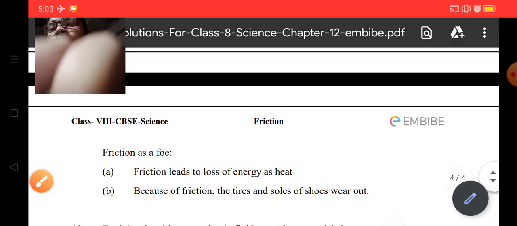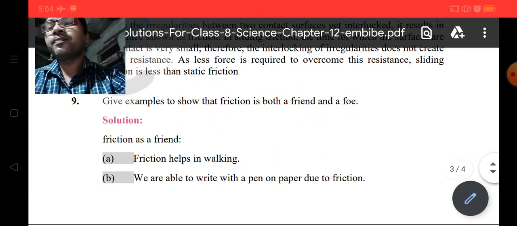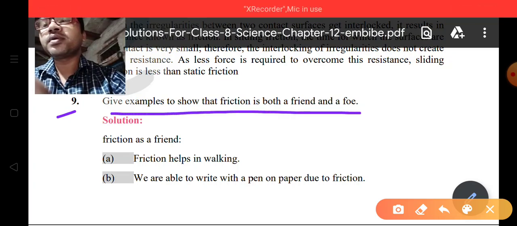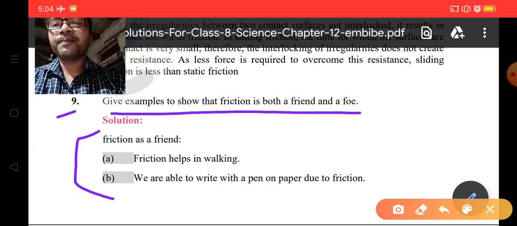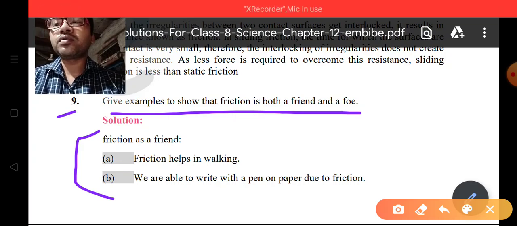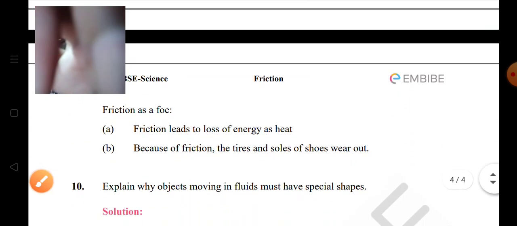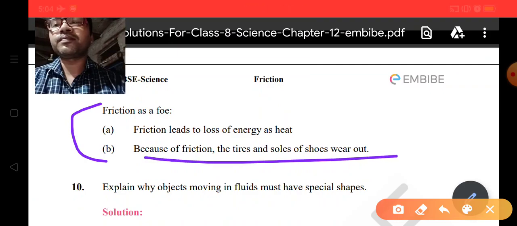1 minute. So you can see the question number 9 here. This is the question number 9. Try to note down in your copy. Solution: friction as a friend is reflected here. Pause your video and note it down. And the friction as a foe is reflected here. Pause your video and note it down.